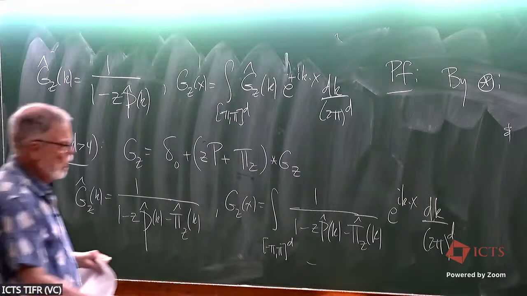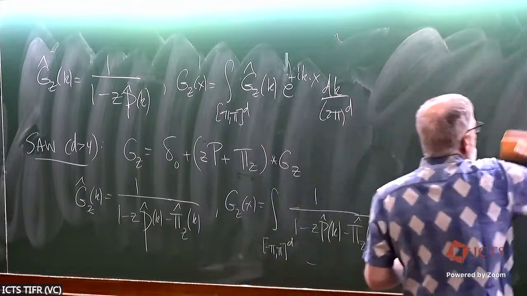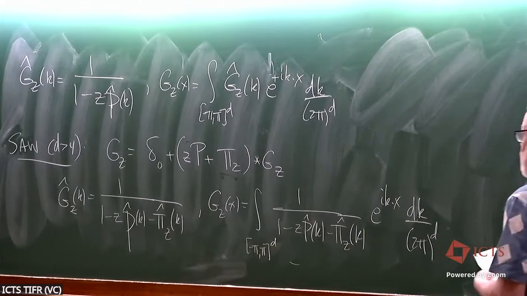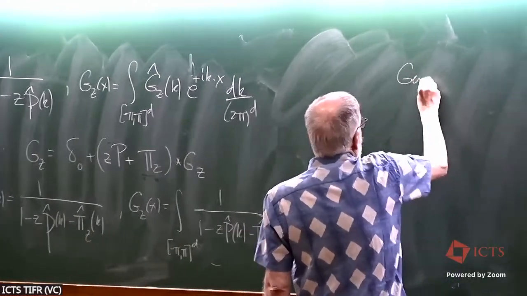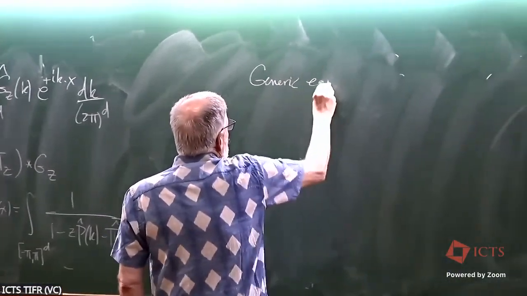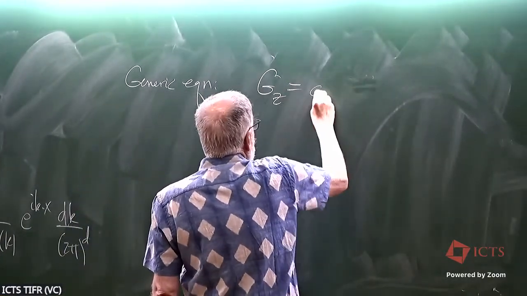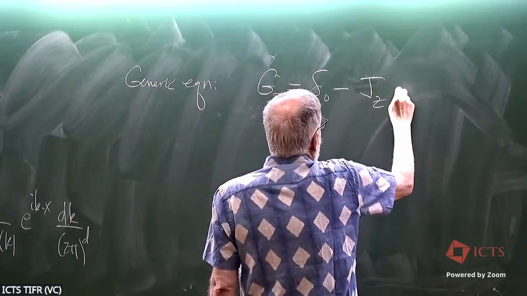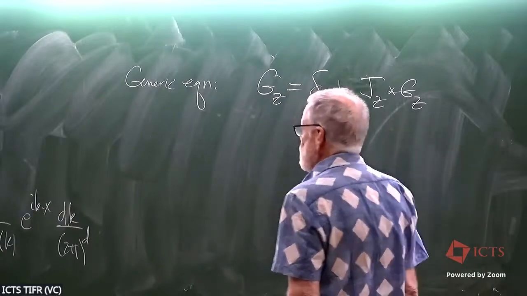And just to finish up, I'll write down what the generic equation that we have with the z parameter is. So the generic equation is an equation Gz equals delta 0 minus Jz star Gz. And it's a plus.